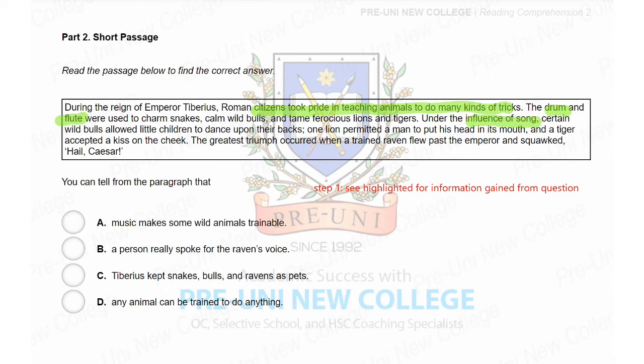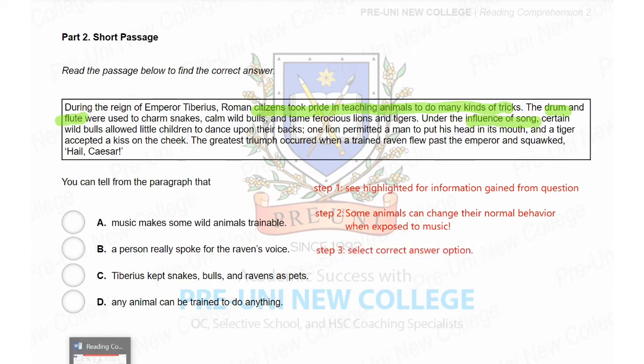Then for step 2, we're basically going to be looking for the overarching idea. Based on what we read, we can tell that some animals can change their normal behaviors depending on what music they listen to. Then step 3 is to make a logical conclusion based on what we've learned from steps 1 and 2. Okay, so let's take a look at the answer options.